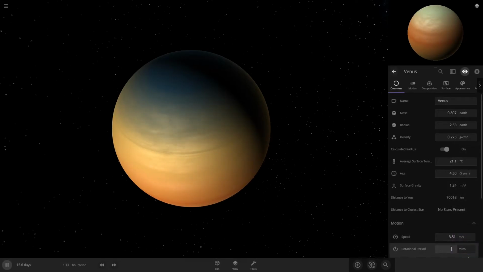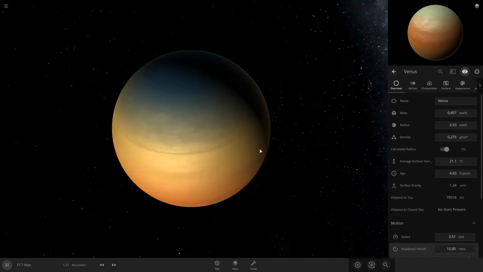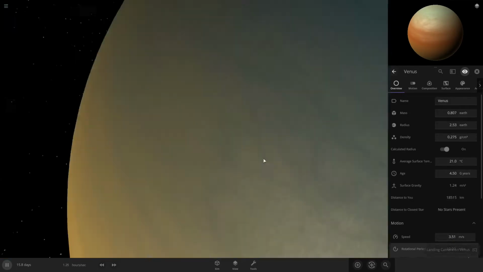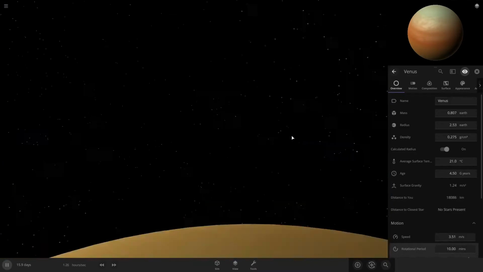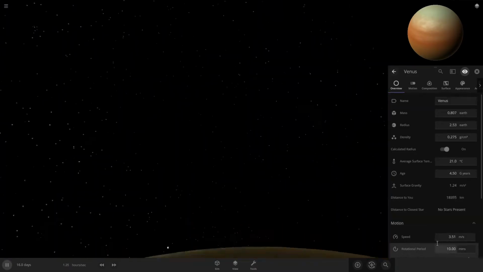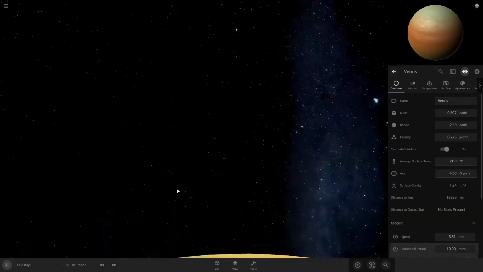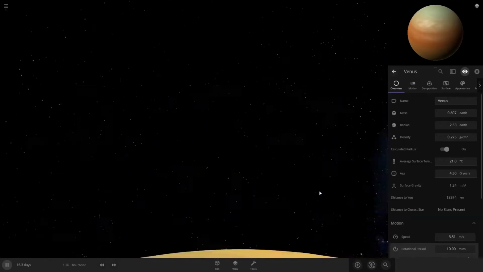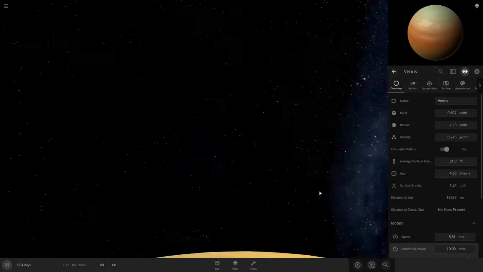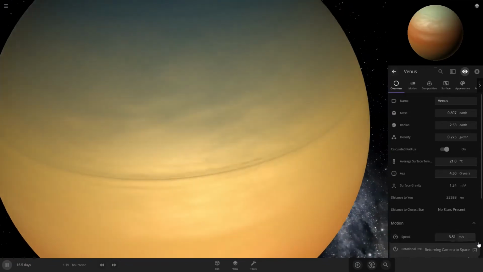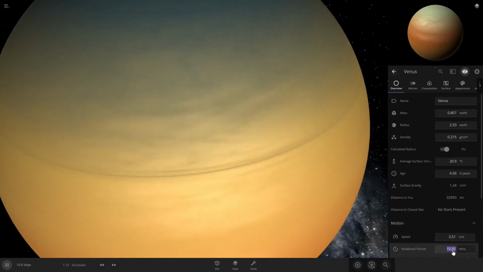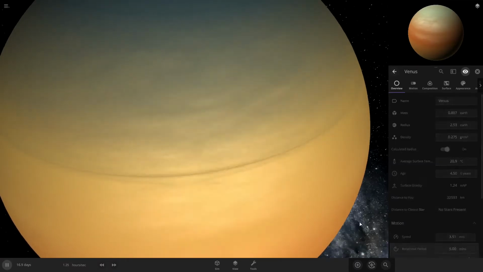I could do 10 minutes. Could you imagine? This is what it's like on the surface of Venus at a rotational period of 10 minutes a second. Every 10 minutes it would rotate. You can do that, it's not too good. Let's do 5 minutes.